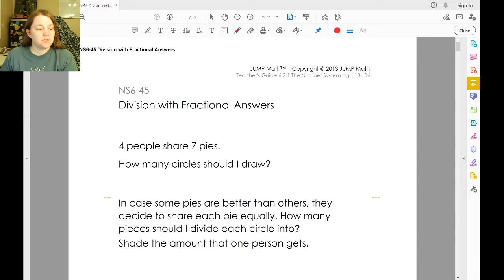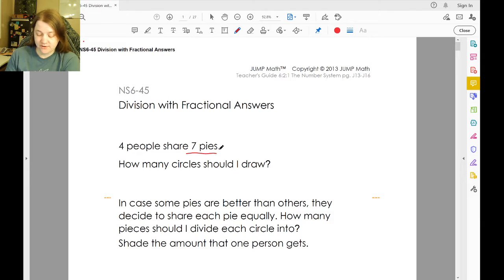This video is going to talk about division with fractional answers. We're going to talk a lot about pies today, so I hope you're not super hungry. 4 people are going to share 7 pies. How many circles should I draw to represent how much food is going to be split up?